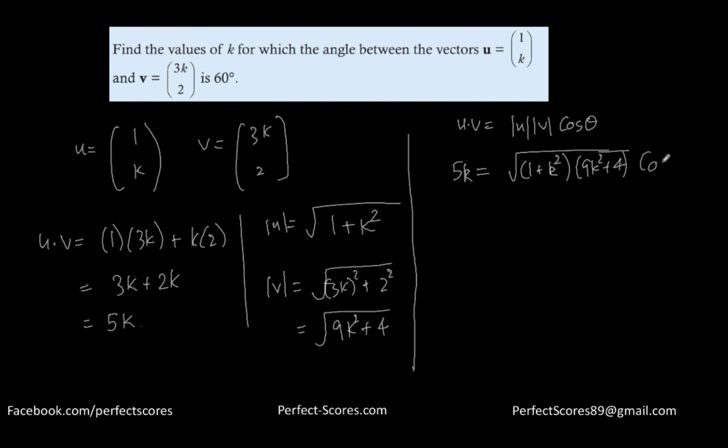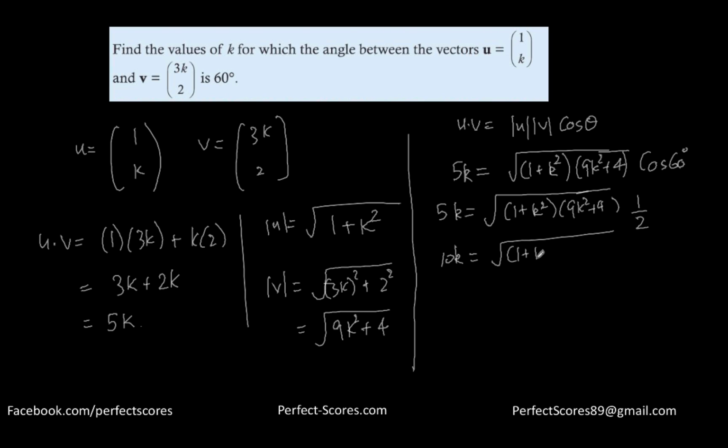times cosine of 60. Now 5k equals the square root of (1 plus k squared) times (9k squared plus 4), times cosine of 60. Now what is cosine of 60? Cosine of 60 is nothing but 1 over 2, that is equivalent to sine of 30, as you can remember. And what you can do is take the 2 to the other side, multiplying 5k by 2 to get 10k. Now you can square both sides. Now it becomes a mere question of just solving it up.